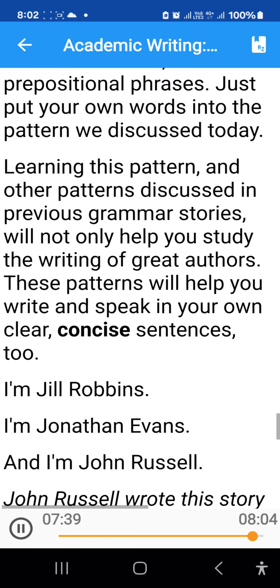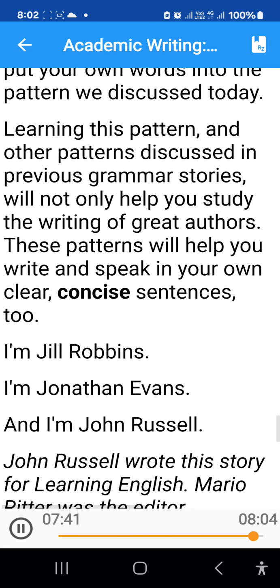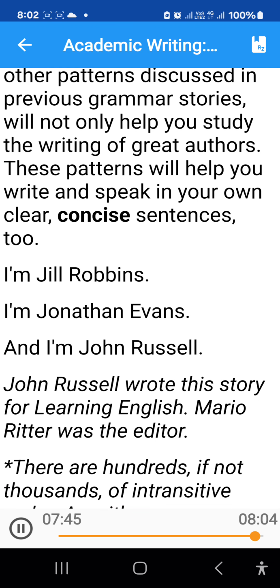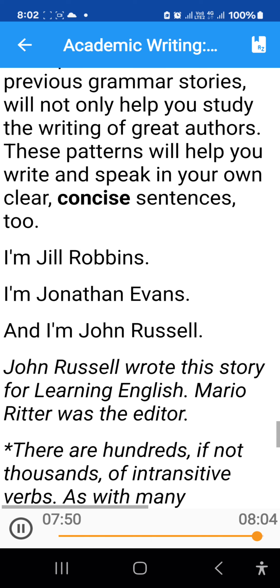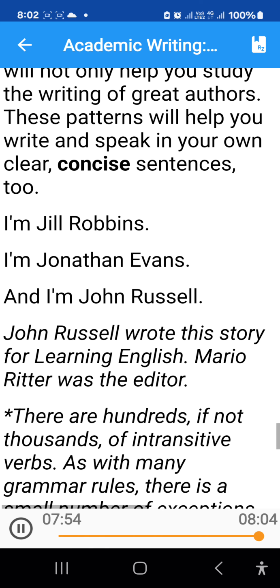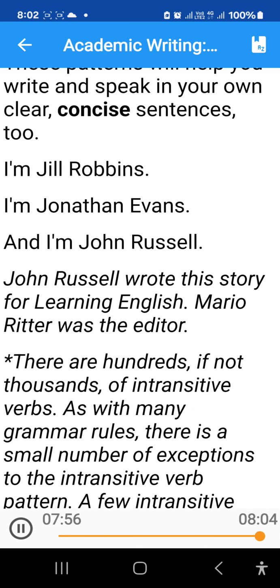Learning this pattern and other patterns discussed in previous grammar stories will not only help you study the writing of great authors, these patterns will help you write and speak in your own clear, concise sentences too.